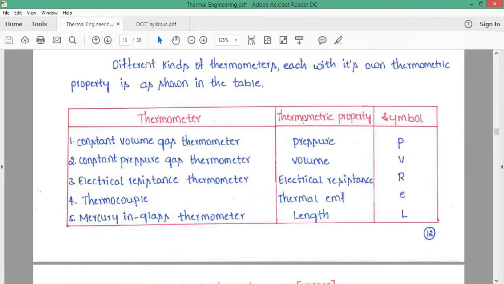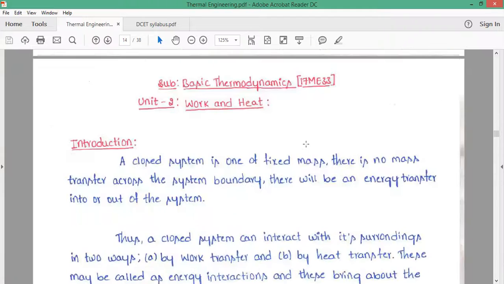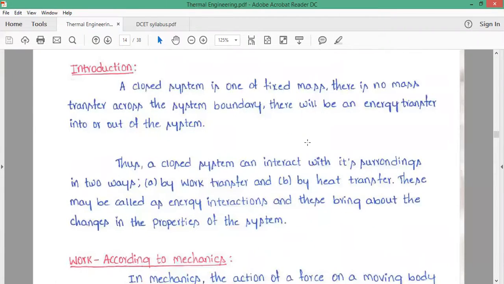Mercury in glass thermometers are what we are very much familiar with, the thermometers you come across in all the health clinics, right? Here the length of the mercury column is the thermometric property. Okay, this is all about the introduction to thermodynamics and thermodynamic processes, right?